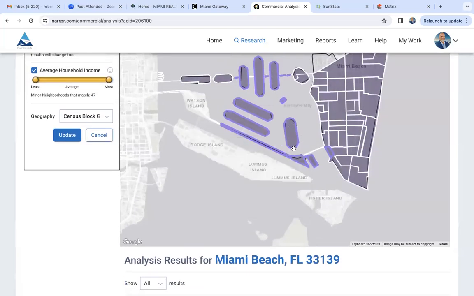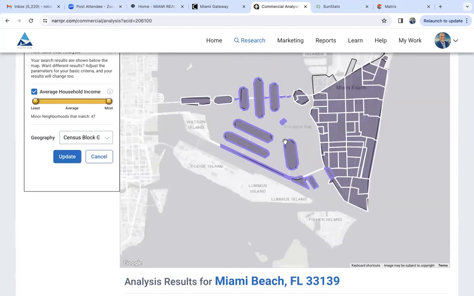Now, this is verifiable, right? Verifiable. I'm sorry. This is not Palm and Hibiscus Island. This was the Venetian Isles. This is Palm and Hibiscus Island, and this is Star Island. But these are verifiable incomes.